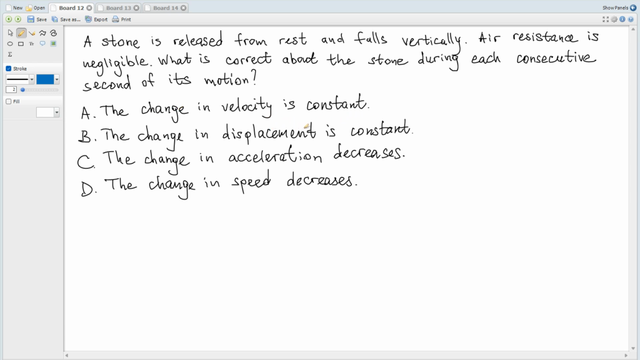First of all, velocity is a vector quantity. It may change due to direction and due to its magnitude. It's always in the same direction, so it doesn't change due to direction.